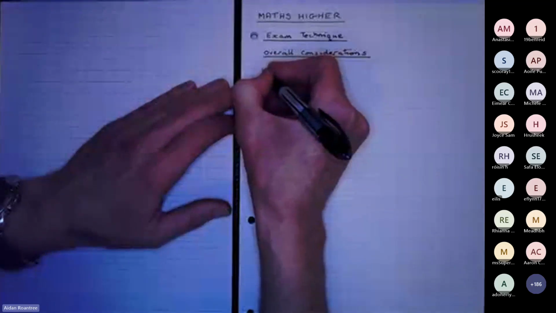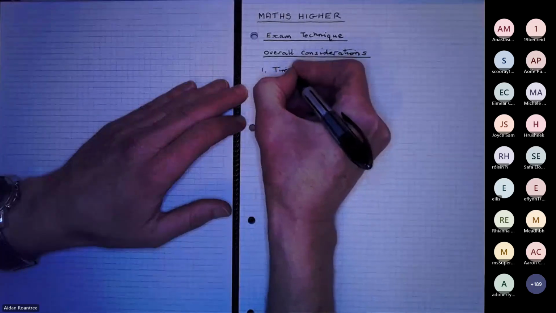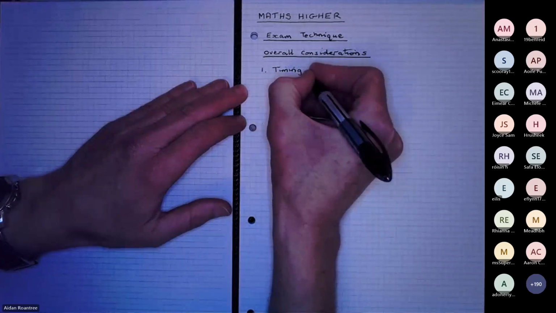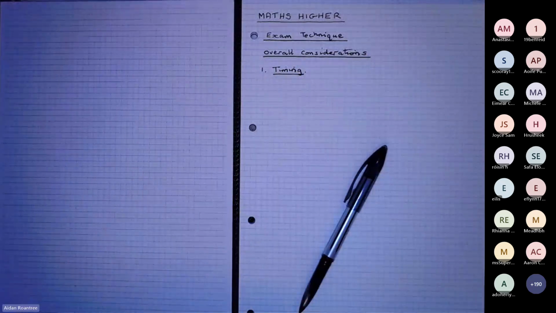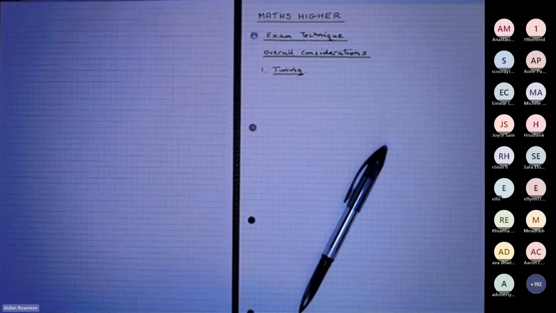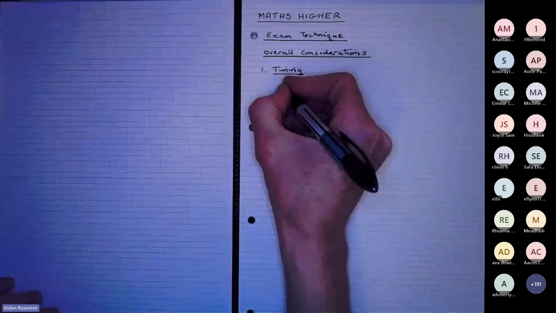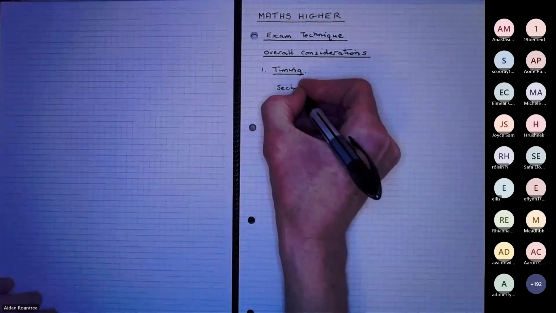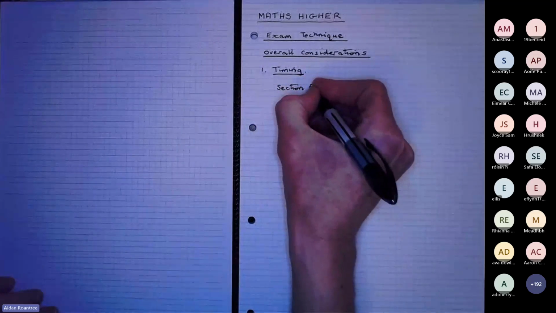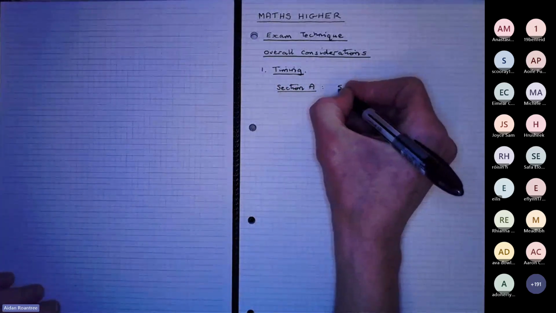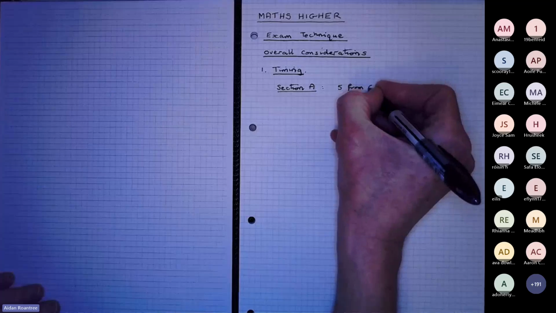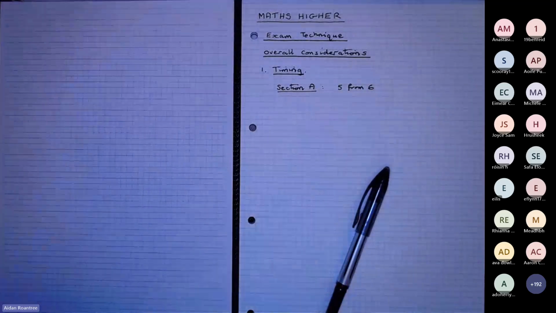Now, the first thing I'm just going to talk about is timing. Just very briefly, I'm sure you've experienced this, but as you know from your mock exams, each maths paper consists of two sections, section A and section B. In section A, you have to answer 5 questions from 6.